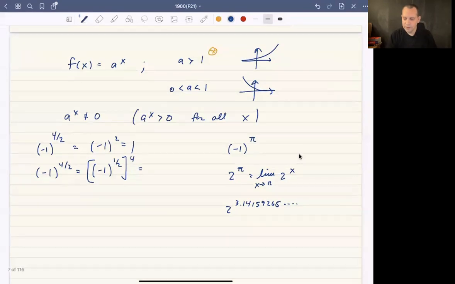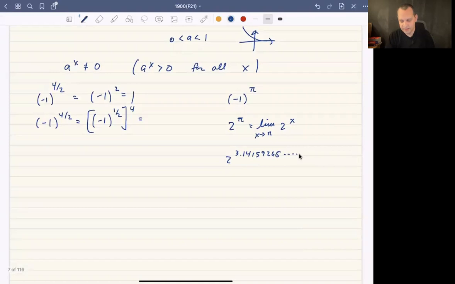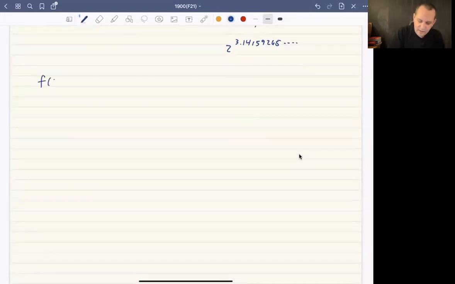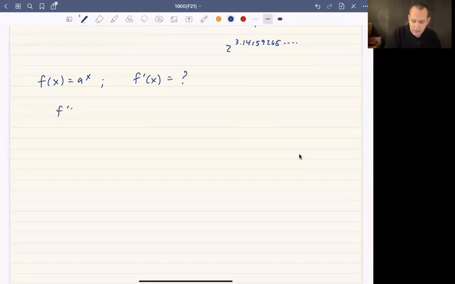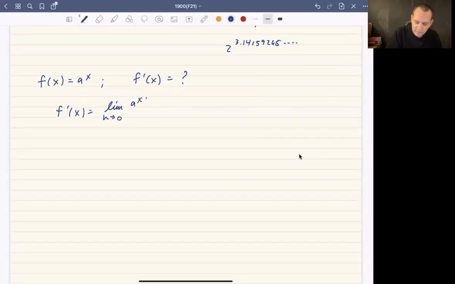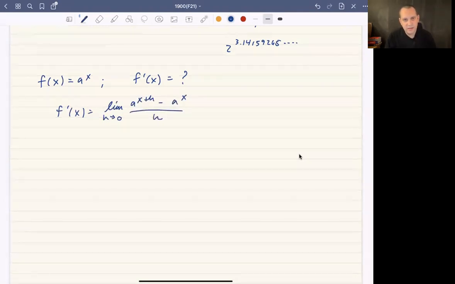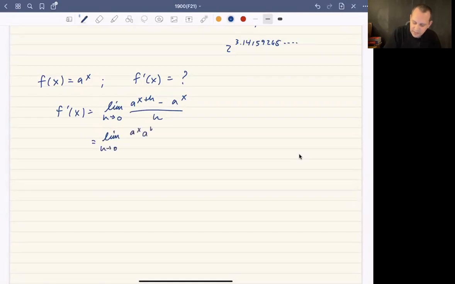So what I want to do is think about the calculus part of this. I want to think about what's the derivative if we have f of x equals a to the x. What is f prime of x? We don't really have any choice here except to talk about the limit definition of the derivative. That is, of course, the limit as h approaches 0 of f of x plus h minus f of x all over h. In this case, we can factor out an a to the x, because a to the x plus h is just a to the x times a to the h. So we can factor that a to the x out of the top.